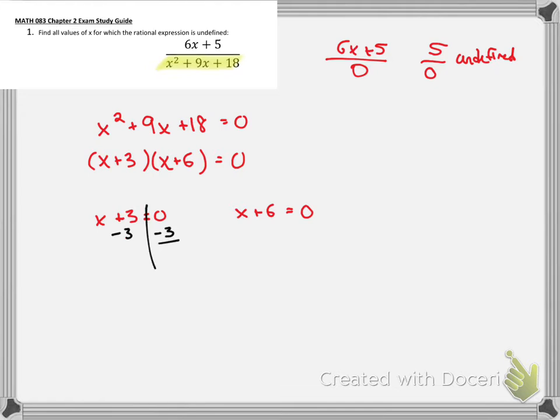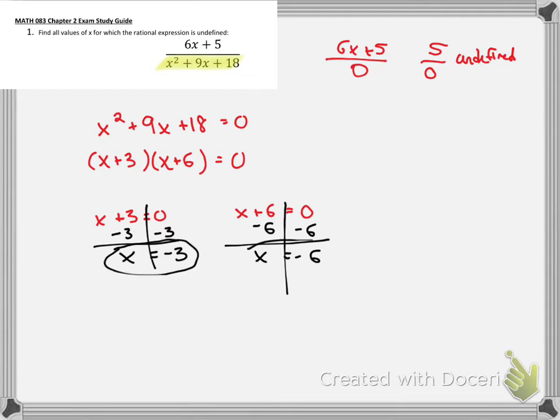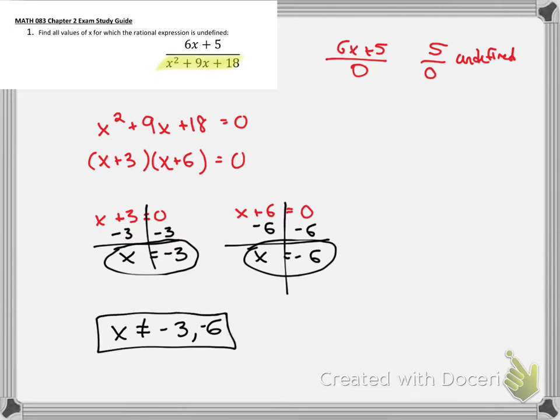Over here, we subtract 3 from both sides, and we find that if x is equal to negative 3, that is going to cause the denominator to be equal to 0. Over here, we find that if we let x equal negative 6, that will also cause the denominator to be equal to 0. So the two values that would cause the denominator to be equal to 0 are x equals negative 3 and x equals negative 6. If you like, you can also express it this way: x cannot be equal to negative 3 or negative 6. Either way, it would be fine. Let's move on to the next problem.